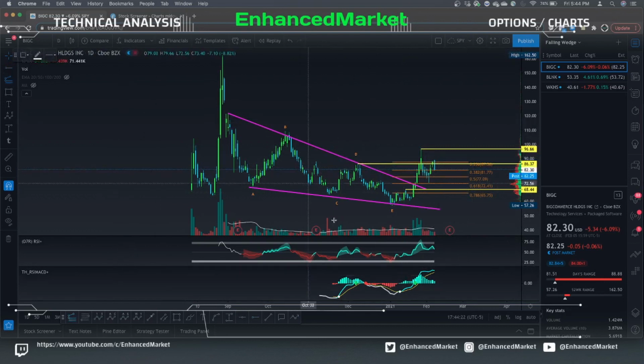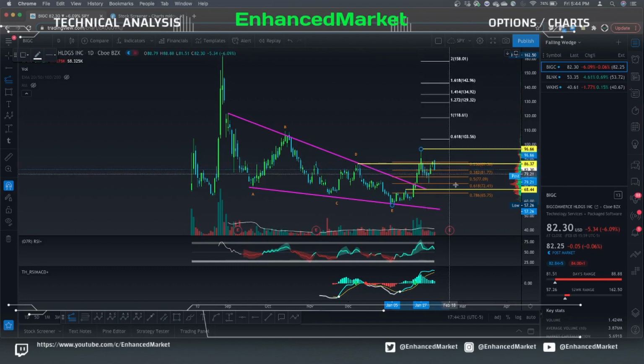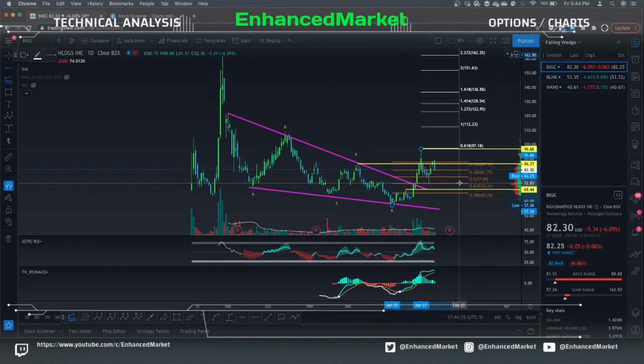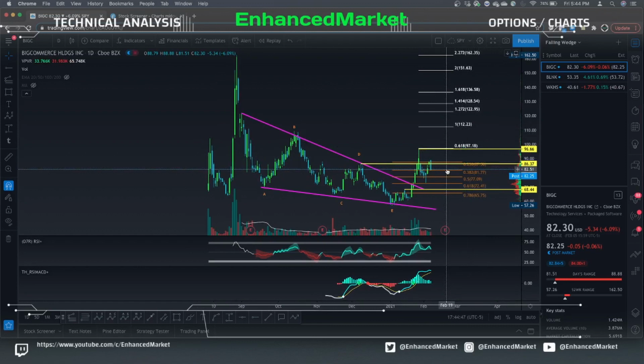How would I get my target? If you want to see a more in-depth video, take a look at the Elliott wave theory I posted the other day. I would take my fib extension from the bottom to the top and back down to wave 2, and my target would be the 1.618. That would be my first target. So 136.58 would be my first target. It's a pretty large move.